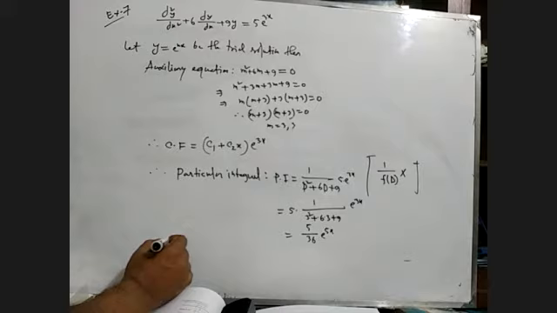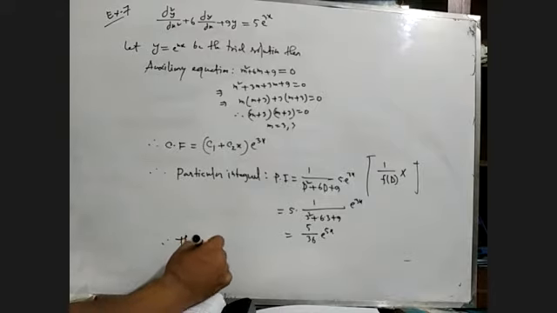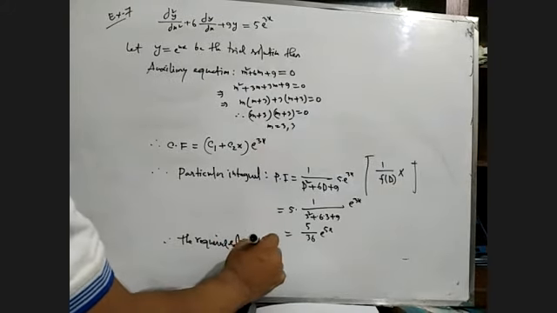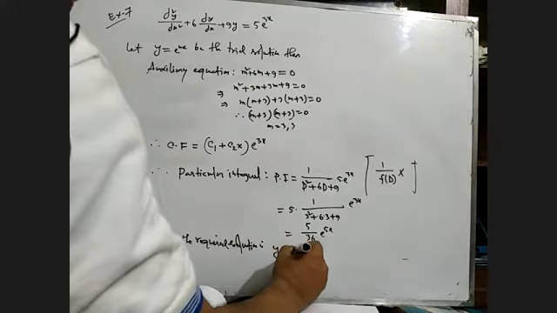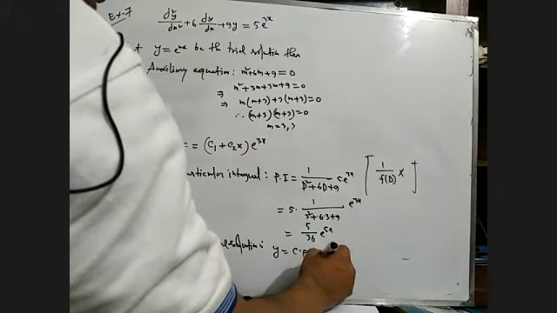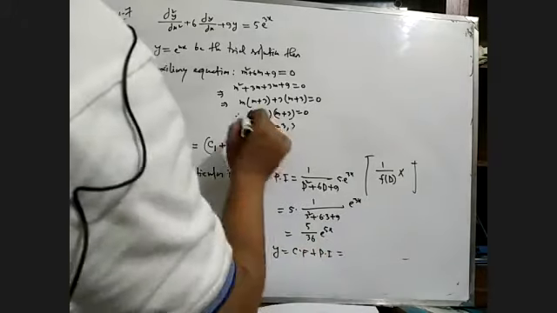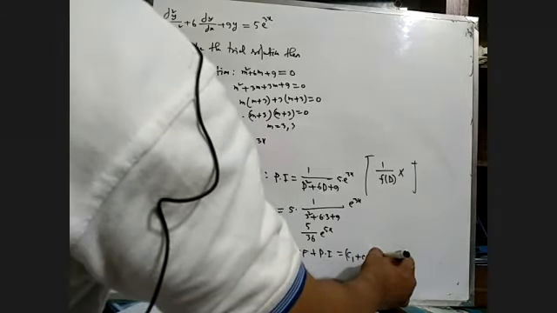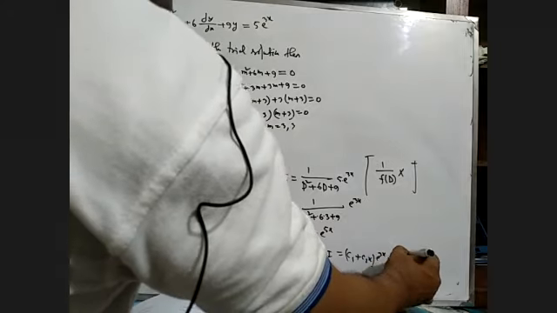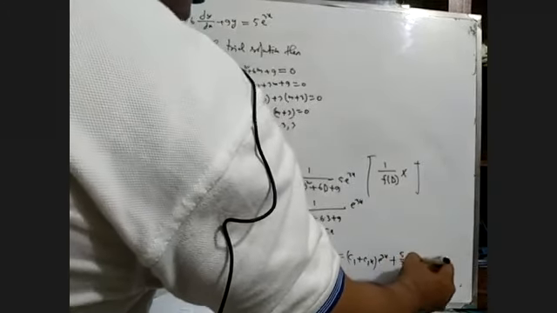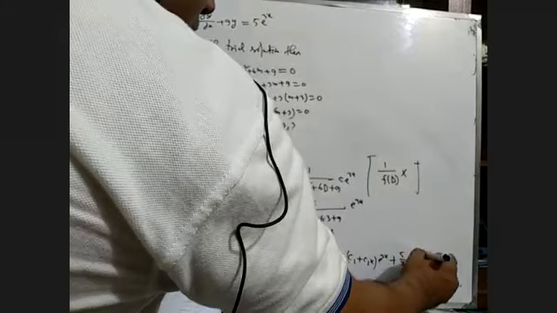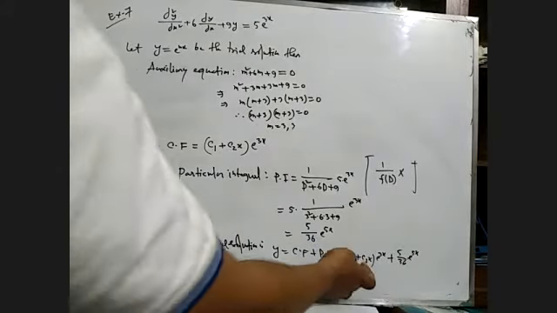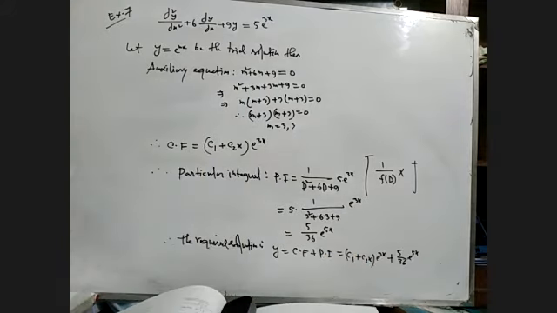So the required solution is y equals complementary function plus particular integral. That means complementary function is c1 plus c2 x, e to the power minus 3x, plus 5 by 36 e to the power 3x. This is the result. There are two constants only because it is a second order differential equation.